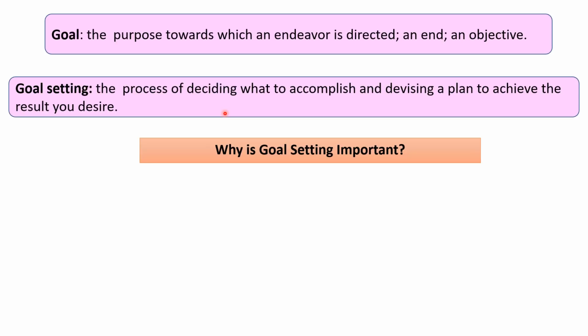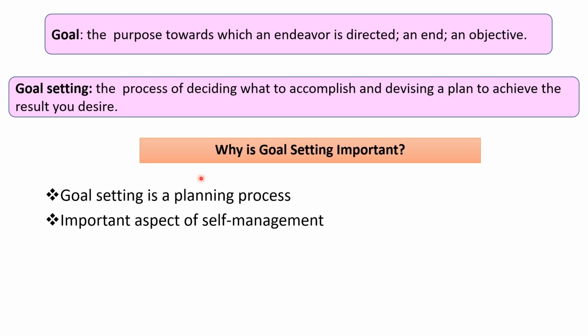Now, why is goal setting important? What happens if you don't set a goal? You will be very randomly moving here and there. You don't know what you have to do, right? You just want to become a doctor is not enough. You need to know what tasks you have to do to become a doctor. So goal setting is a planning process, and without planning, you cannot be successful. You cannot achieve your goal. So it is important because it involves planning.